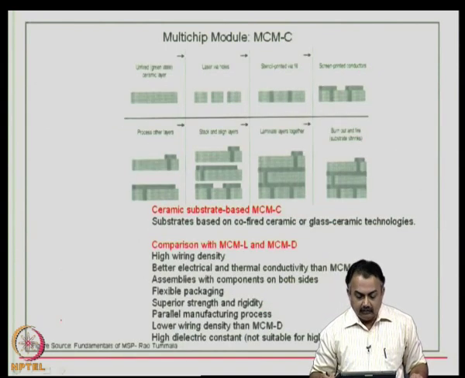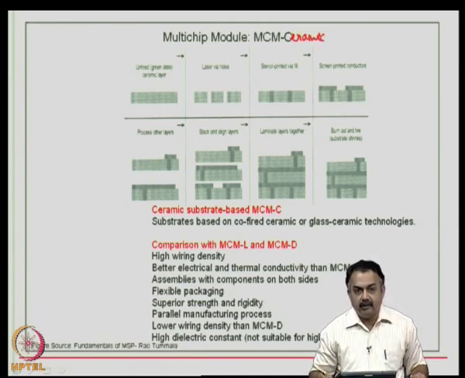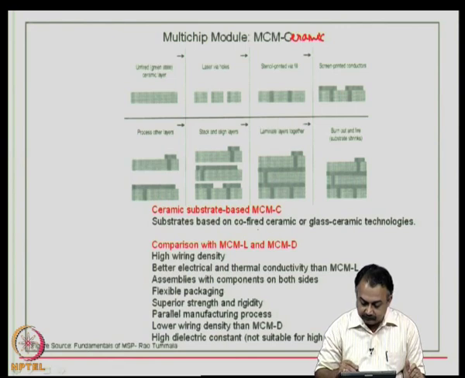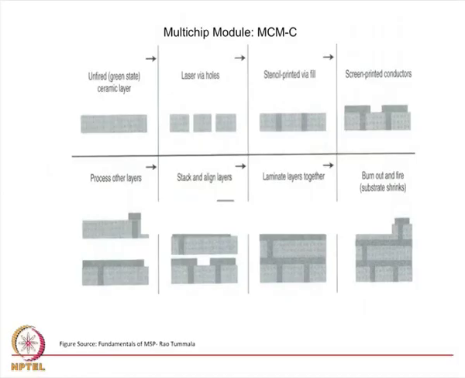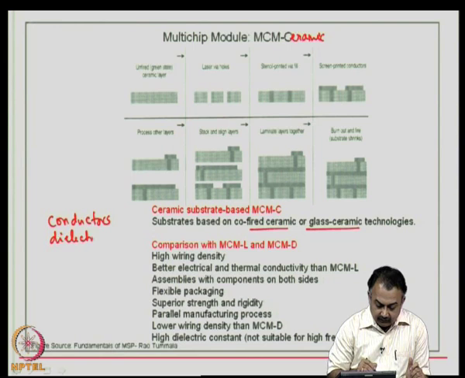The MCMC, that is the ceramic process, is expensive compared to MCML. It is based on co-fired ceramic or glass ceramic technologies. So, the substrate is a ceramic, glass composite material, and when we say co-fired, what basically happens is, for building an MCMC, you require conductors, you require dielectric materials, and then you may also require resistors and capacitor materials.